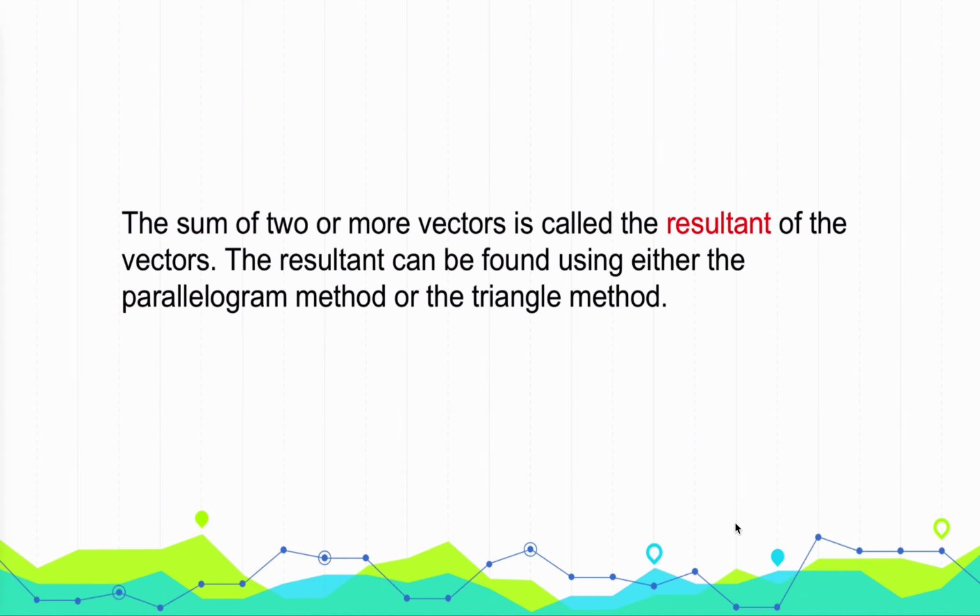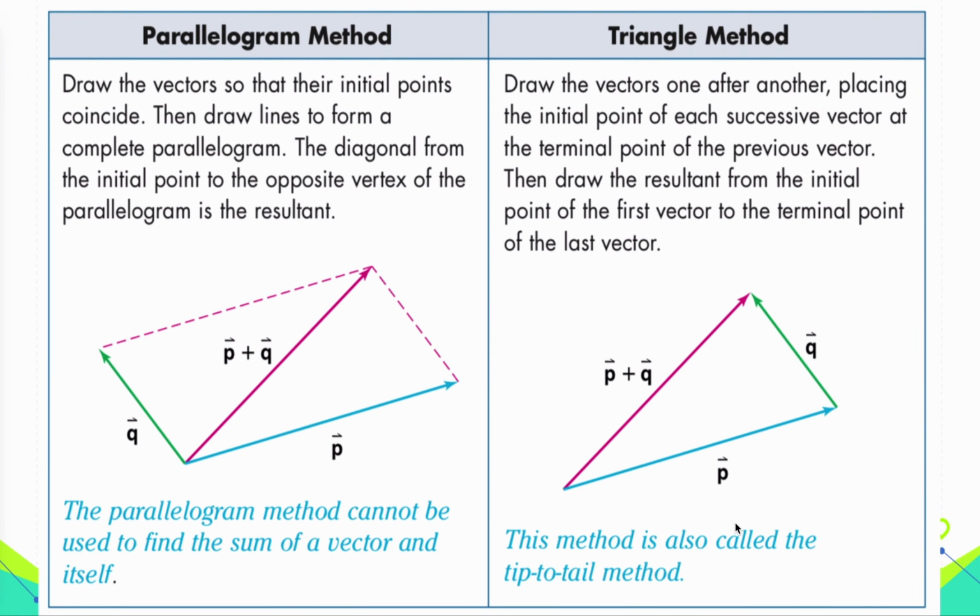The sum of two or more vectors is called the resultant of the vectors. There are two methods that you can use to find the resultant. One is called the parallelogram method. You draw the vectors so that their initial points are the same. Then you draw lines to form a parallelogram, and the diagonal from the initial point to the opposite vertex is the resultant.